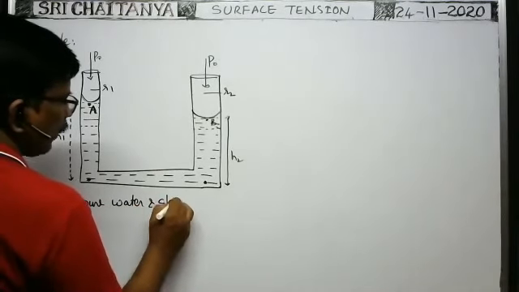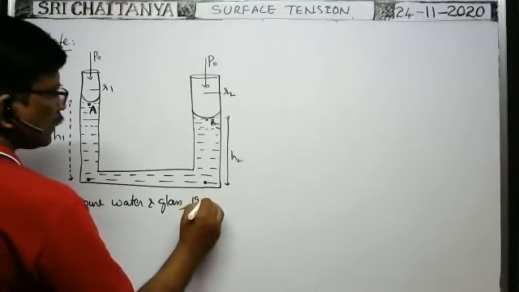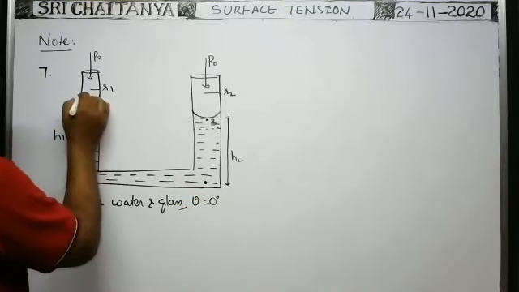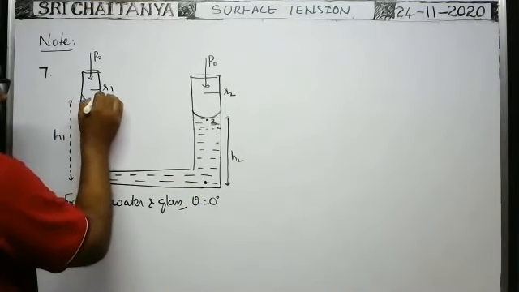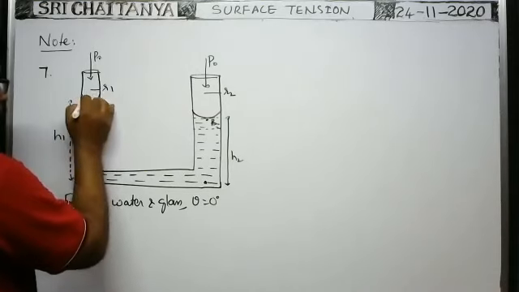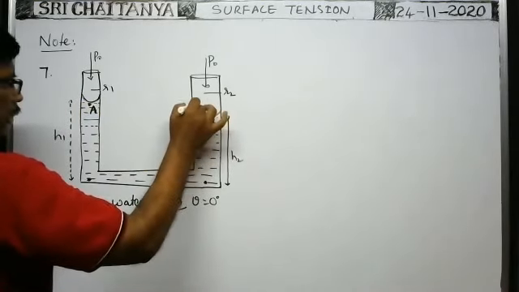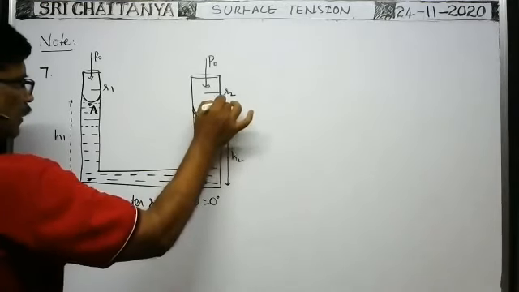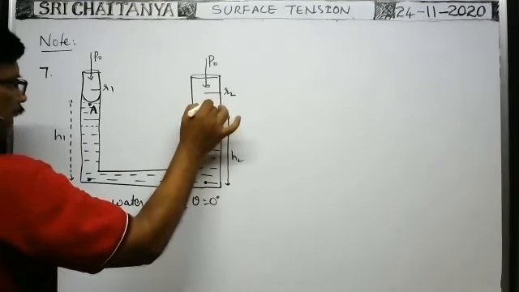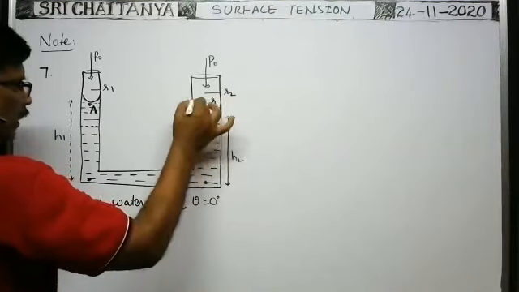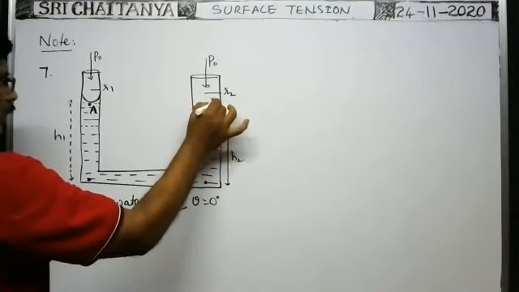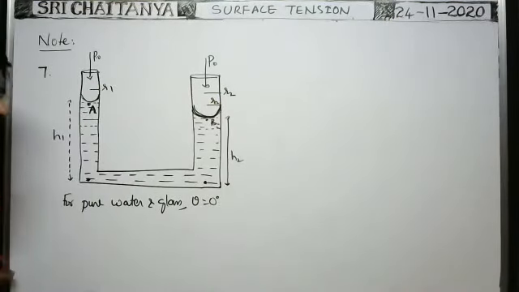For water and a glass capillary tube, theta is equal to 0 degrees. When theta is equal to 0 degrees, the meniscus is hemispherical. Whenever it is hemispherical, the radius of curvature is equal to the radius of the meniscus. In one tube the radius of the meniscus is R2, and here the radius of the meniscus is R1.